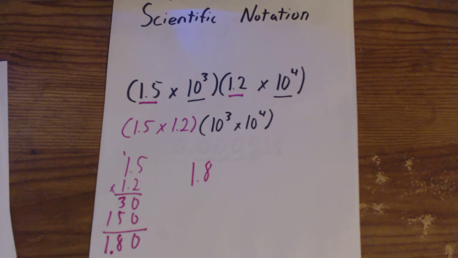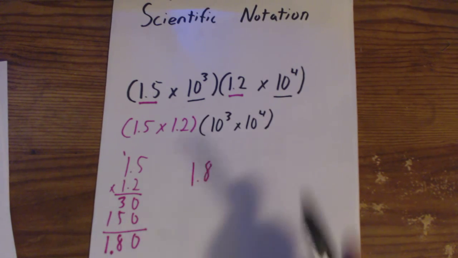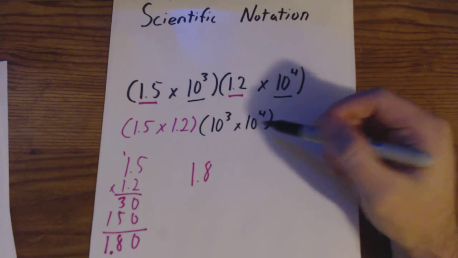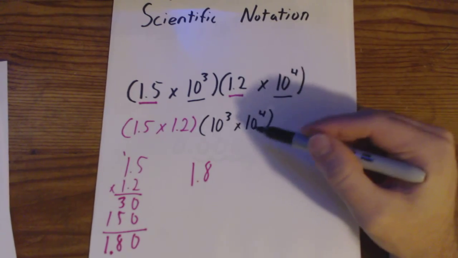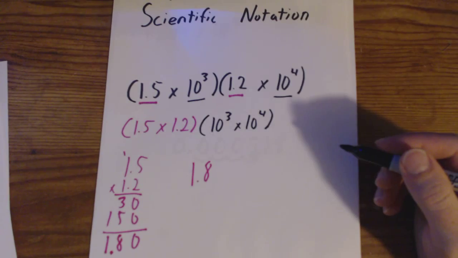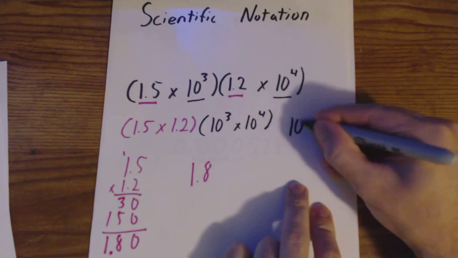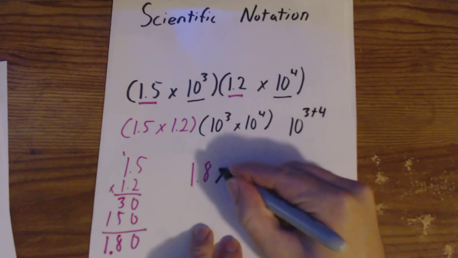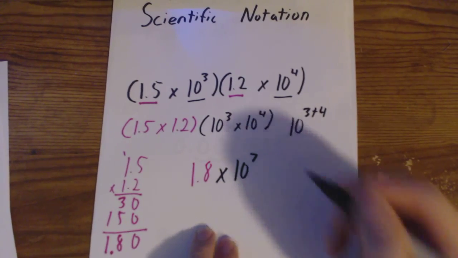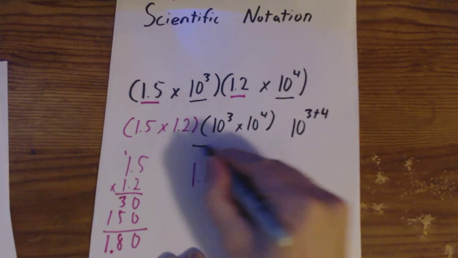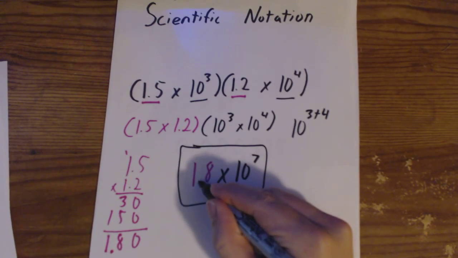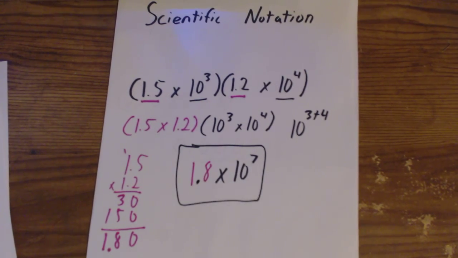Now, 10 to the third times 10 to the fourth. We've been talking about these exponents. They have the same base of 10. When we're multiplying two things that have the same base, all we have to do is add those exponents. So we could write that as 10 to the 3 plus 4, which will give us times 10 to the 7th. This is going to be our answer.